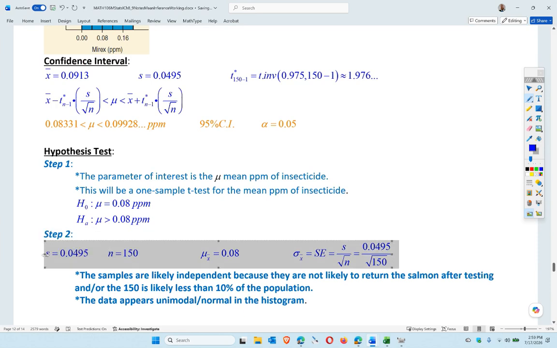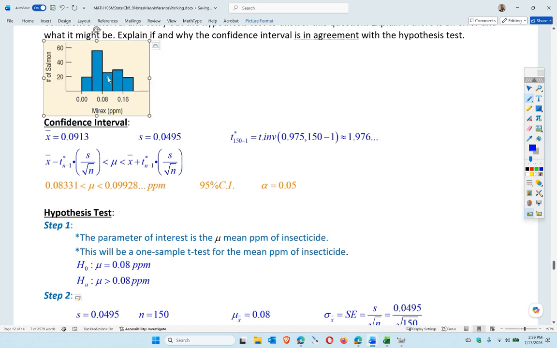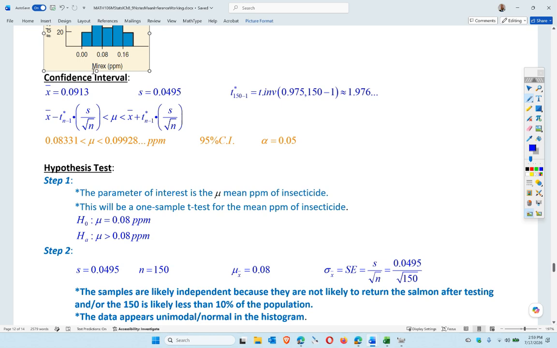All right, so these things were given to us, which means the population mean is 0.08. The standard deviation of the sample means is this, which we got in this spreadsheet. The samples are likely independent because 150 is a lot less than 10% of the population, and the data does appear unimodal or normal, which is the given graph that I gave to you. Again, if it was given actual data, you could make the graph pretty simply in Excel to verify that.